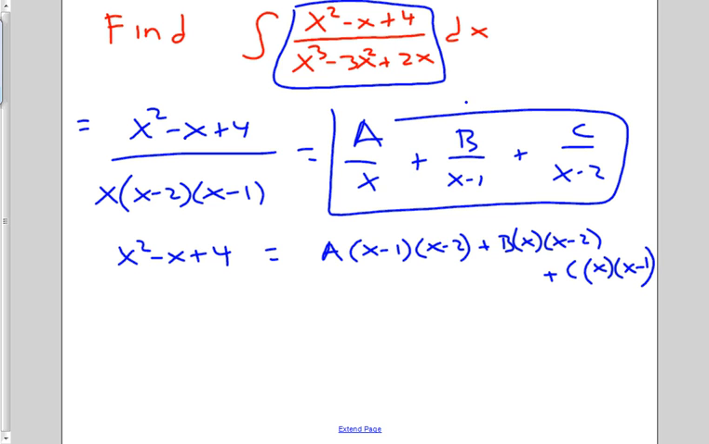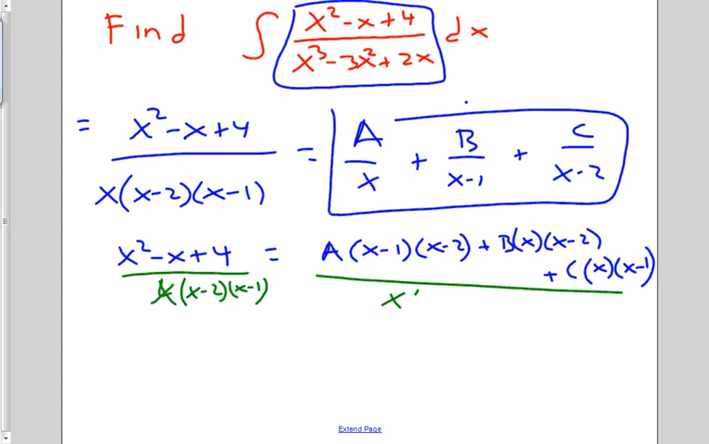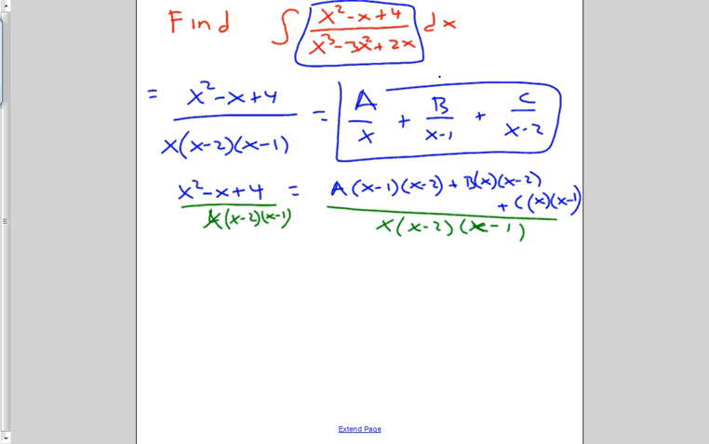And just to be totally clear, all over the common denominator, which is x minus 2, x minus 1. But we're just going to be looking at the numerators now to figure out what are A, B, and C. Okay, so this is a nice technique here.